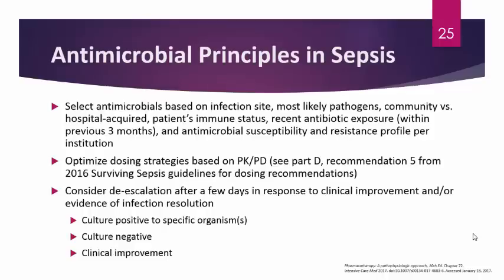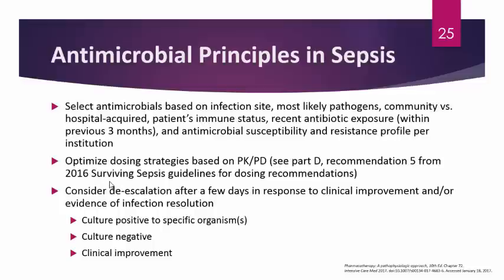So, in terms of choosing antimicrobials in sepsis, it's important to think of what the patient's infection site is, what the most likely pathogens are, if the infection is community versus hospital acquired, if the patient has a good or a bad immune status, or is immunocompromised essentially, have they had any recent antibiotic exposure within the last 3 months, as well as antimicrobial susceptibility and resistance profiles per the institution where you're at. So depending on all these different factors, that will guide what agent you pick.